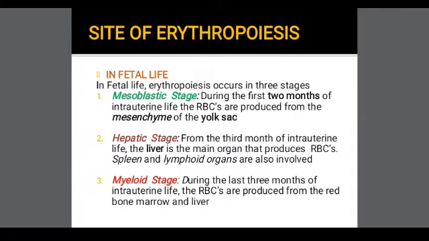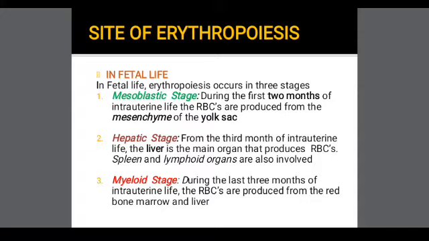In fetal life, erythropoiesis occurs in 3 stages. The first stage is the mesoblastic stage, the second stage is the hepatic stage, and the third stage is the myeloid stage. The mesoblastic stage, during the first 2 months of intrauterine life, the RBCs are produced from the mesenchyme of the yolk sac. That's the mesoblastic stage, as it occurs during the first 2 months of intrauterine life. So RBCs are produced from the mesenchyme of the yolk sac.